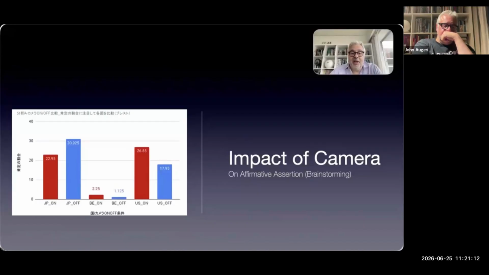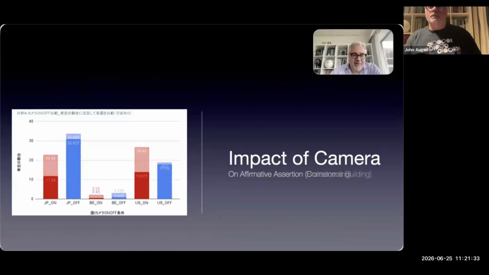for instance, this percentage of affirmative assertion was higher when the camera was off than when it was on, the blue bar against the red bar. In Belgium and the US, it was the opposite. We could have a higher percentage of affirmative assertion when the camera was on. So this is the first result we could get.